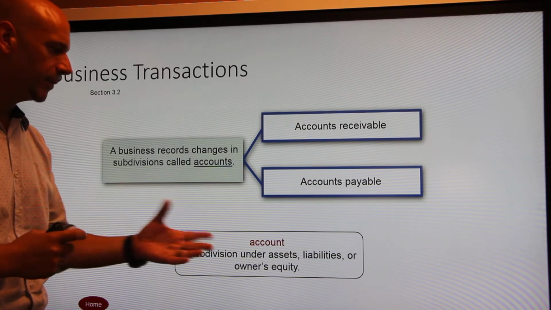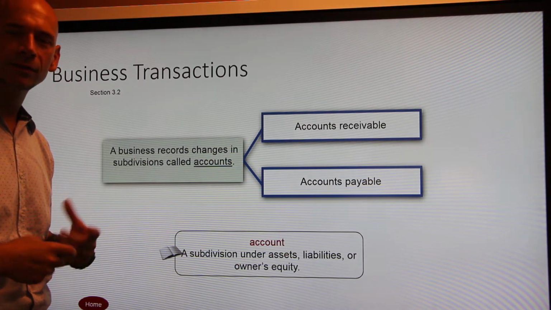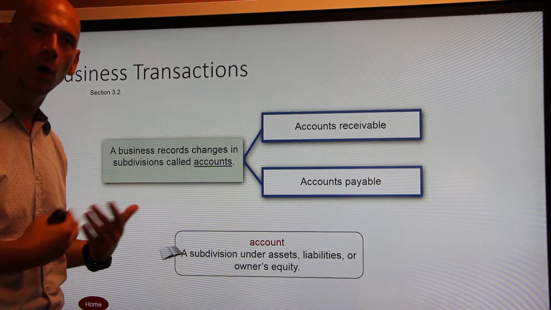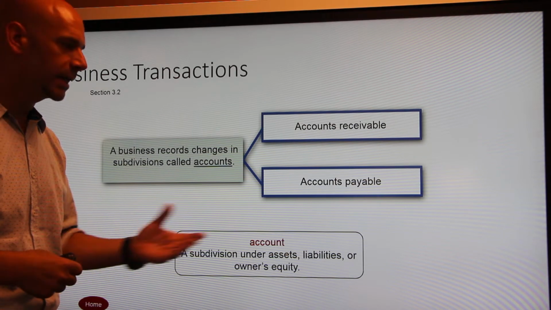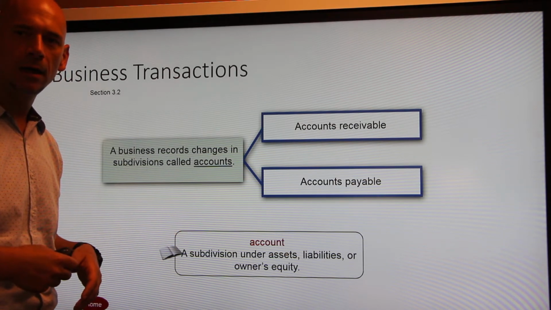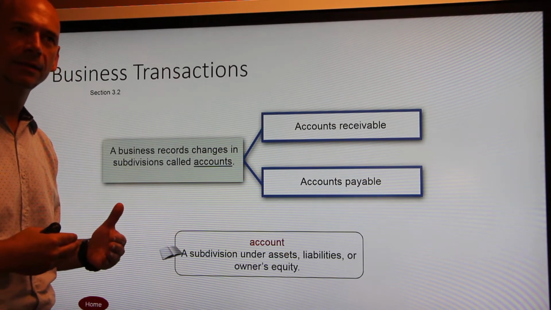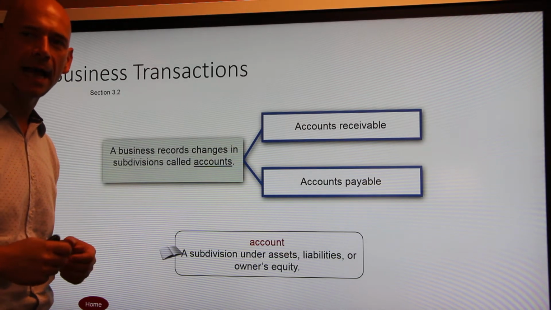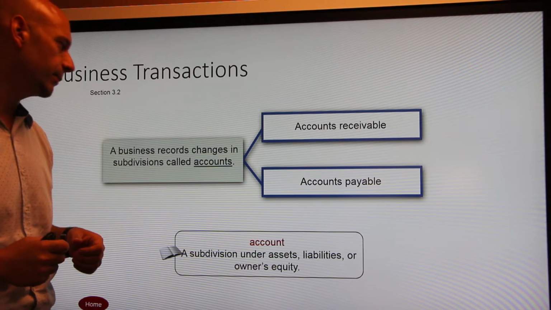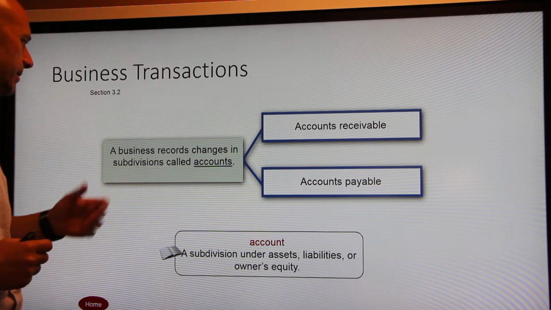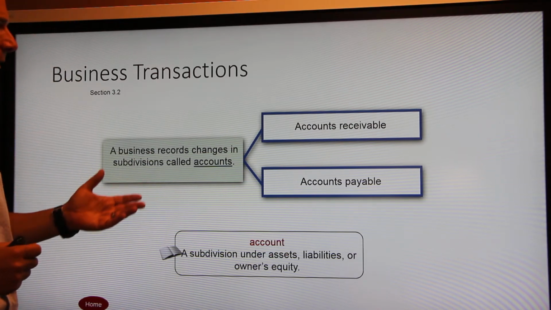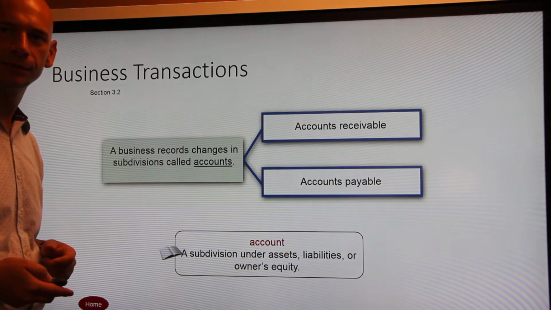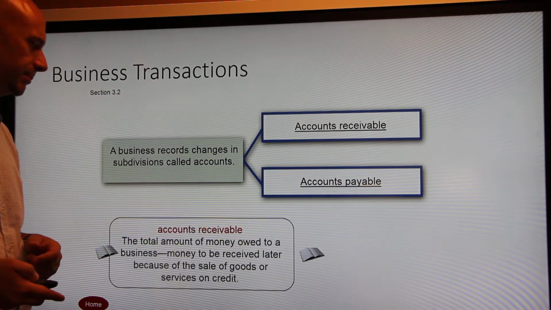We're naming it something. There could be a liability, right? Accounts payable, the name of the company that you owe the money to that you borrowed. Or a capital account that can also show your owner's equity. So all an account is, it's giving a name, or a direct category, for each of the assets, liabilities, or owner's equity that we discussed. A business records changes in subdivisions called accounts, such as accounts payable and accounts receivable. Alright, so let's move on.